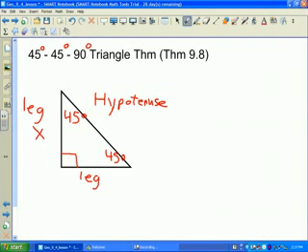We're going to represent them with an X. We'll change the color on that.